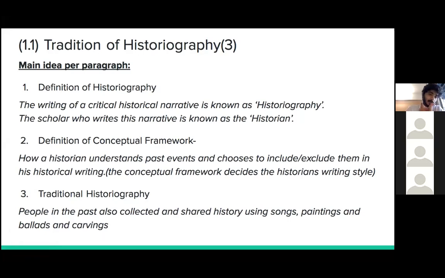First, what is historiography? Who is a historian? What is a conceptual framework? And that in olden times also people would record history, right? So this is what we need to take away from here. It's a total of 3 points.